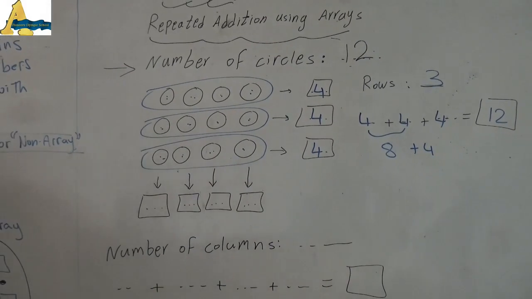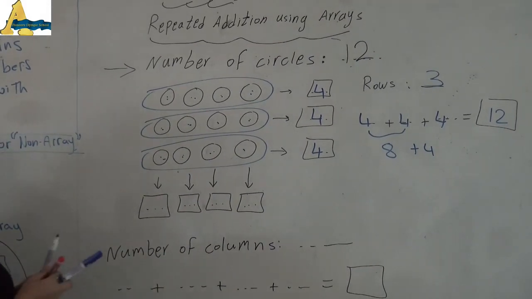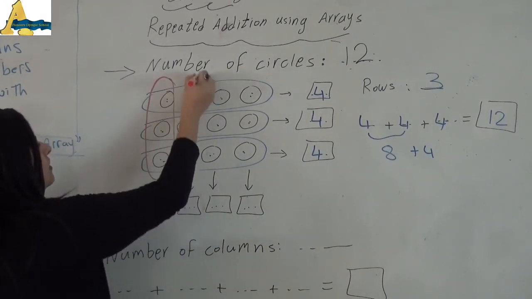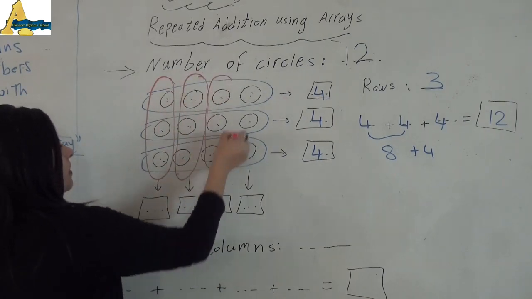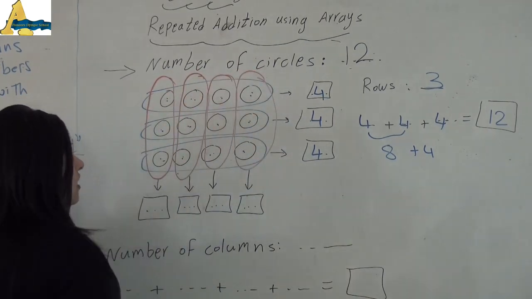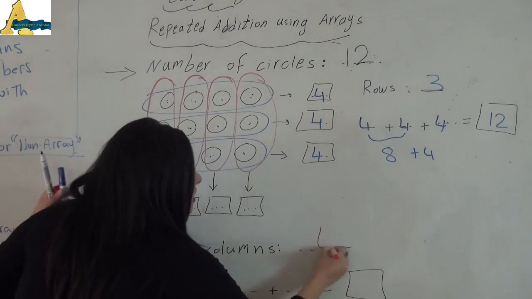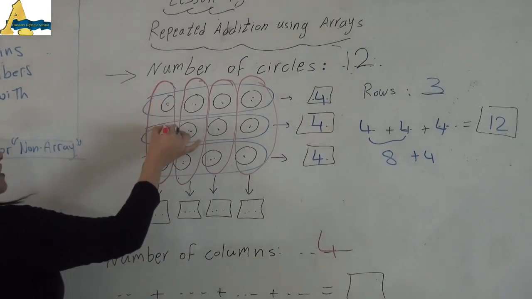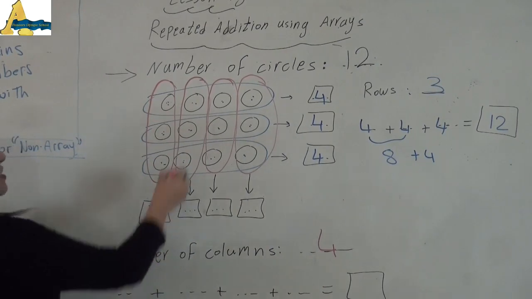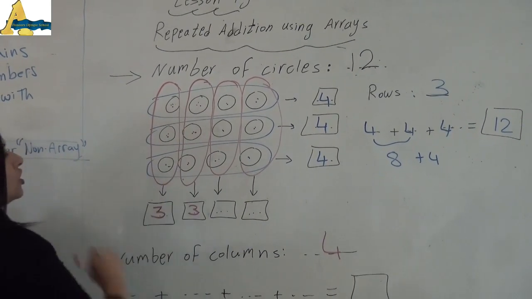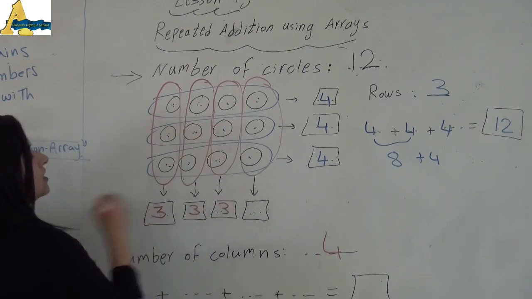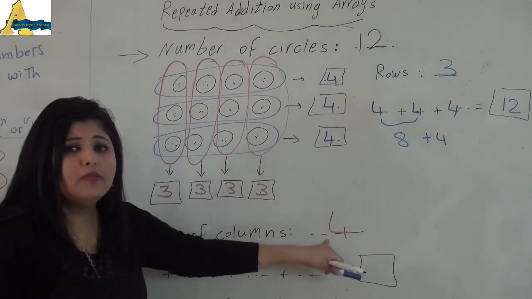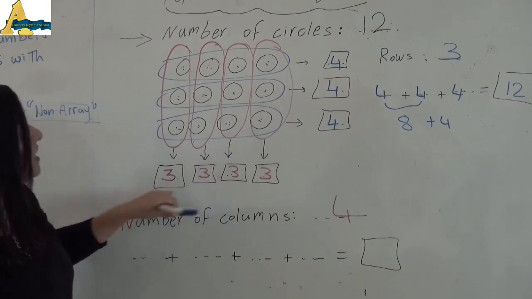But do I have another way? Yes. By counting the columns. Let's see, how many columns? 1, 2, 3, 4. I have 4 columns. Let's check in each column how many circles I have. 1, 2, 3. 3 circles in each column. This means I have 4 columns, and in each column I have 3 circles.